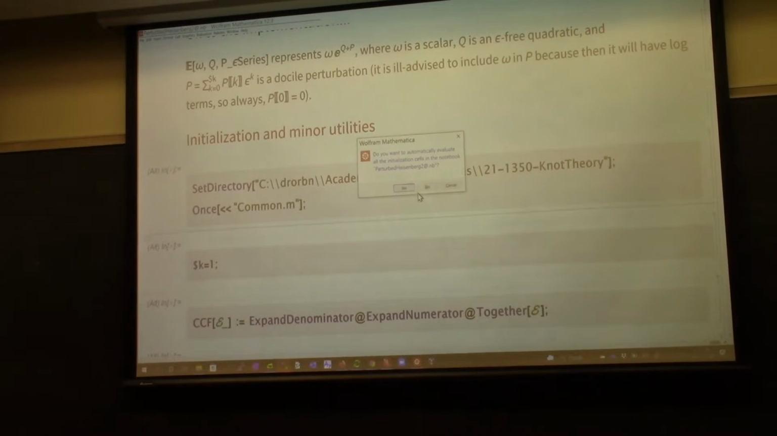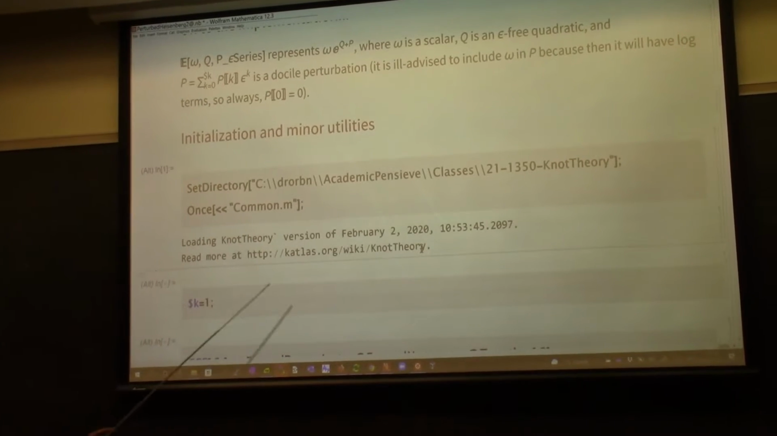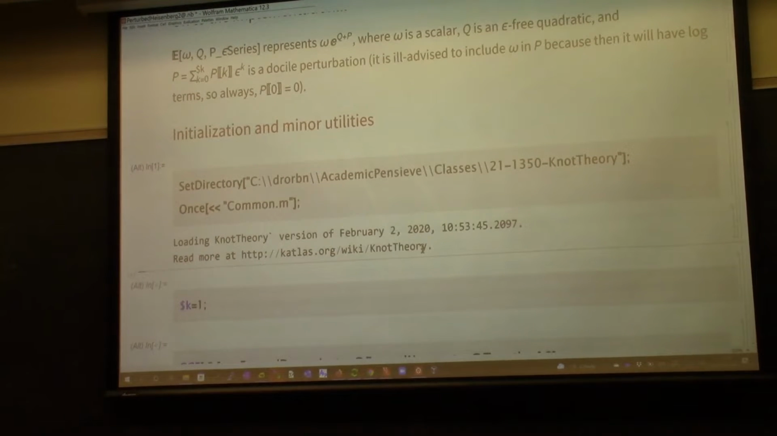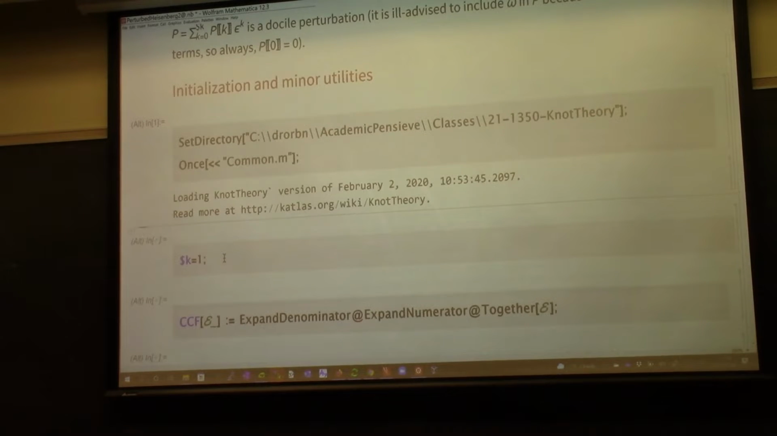So first of all, I'm inputting the common programs. These are the programs to deal with Z, and basically things we've seen already. I'm setting K to be 1 temporarily. K is the maximum degree in perturbation theory that we will ever care about. And I'm doing 1 because that's the fastest, the easiest.